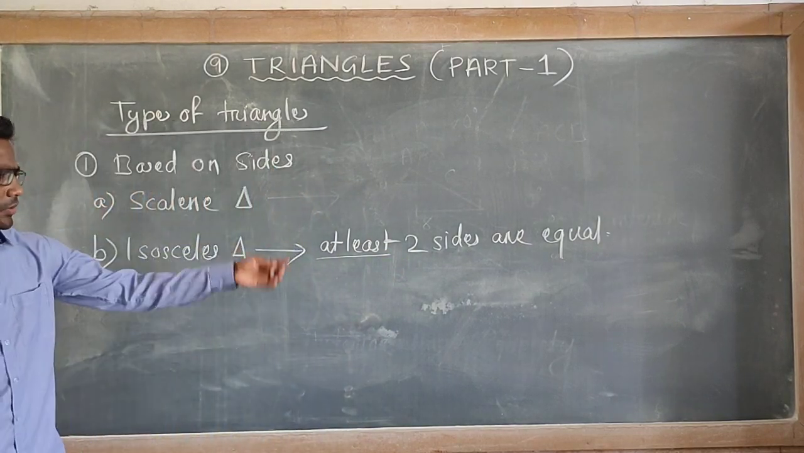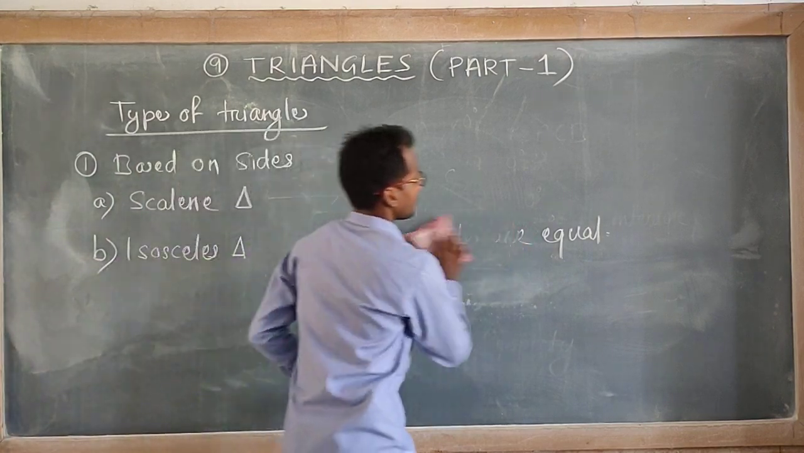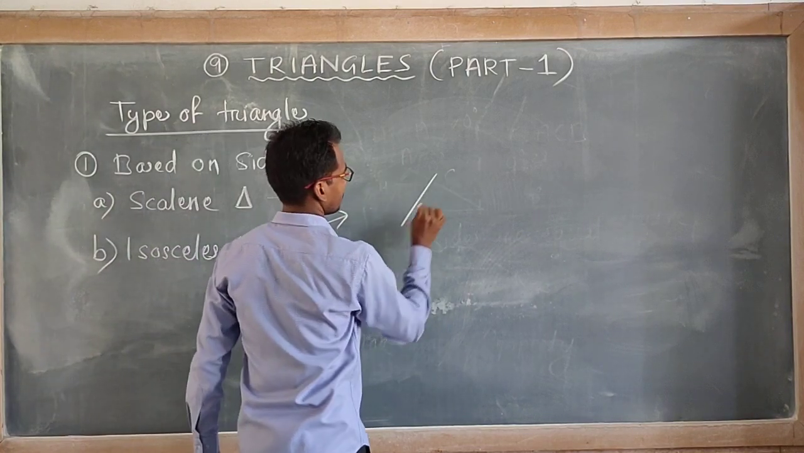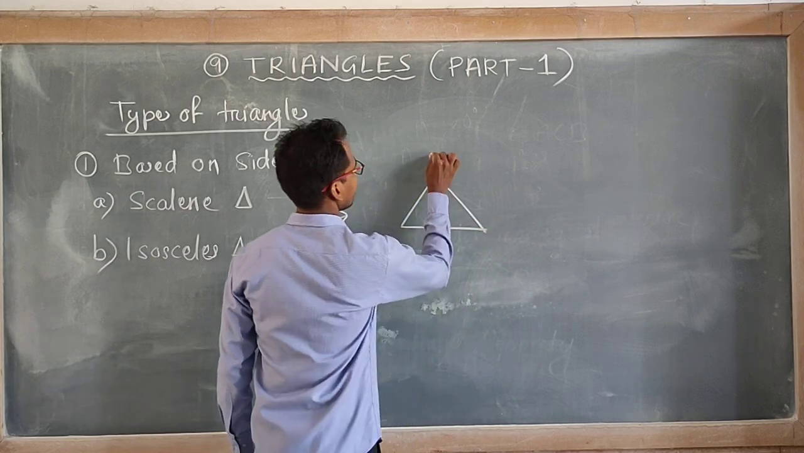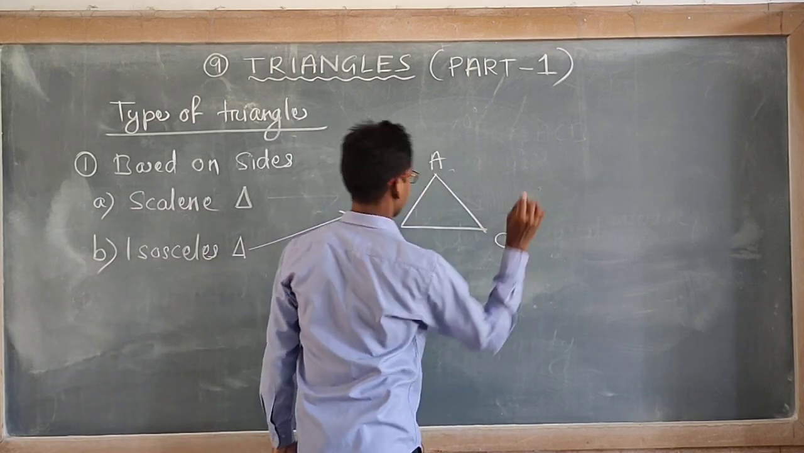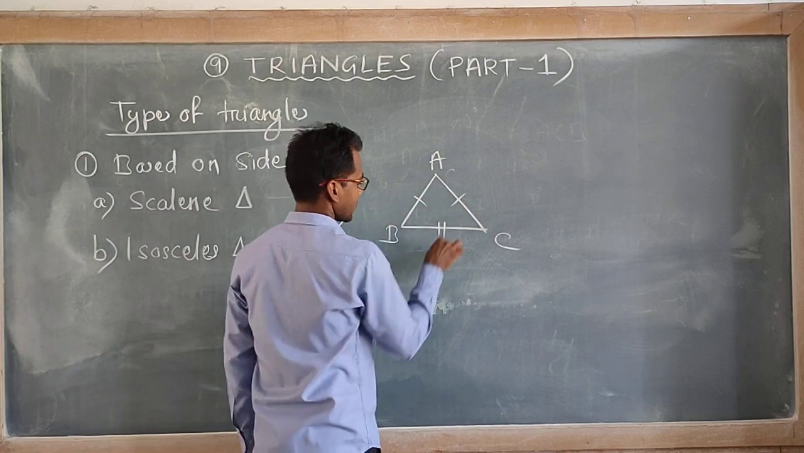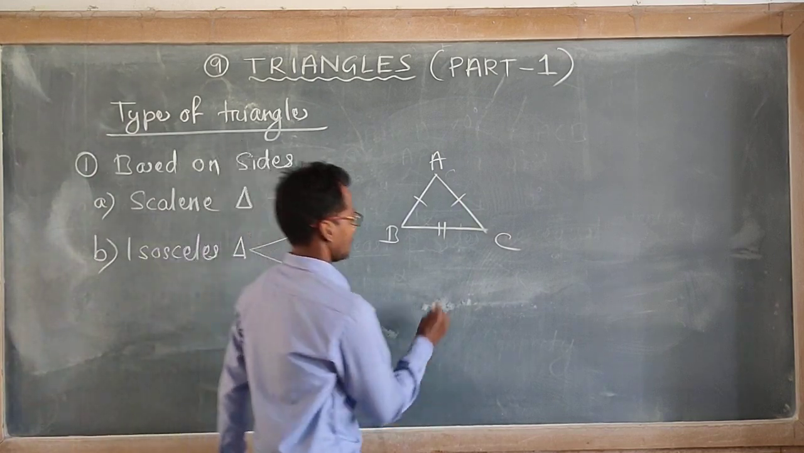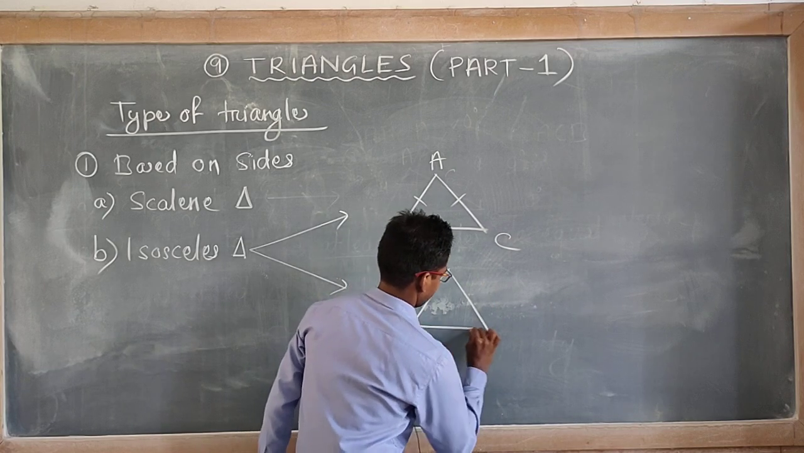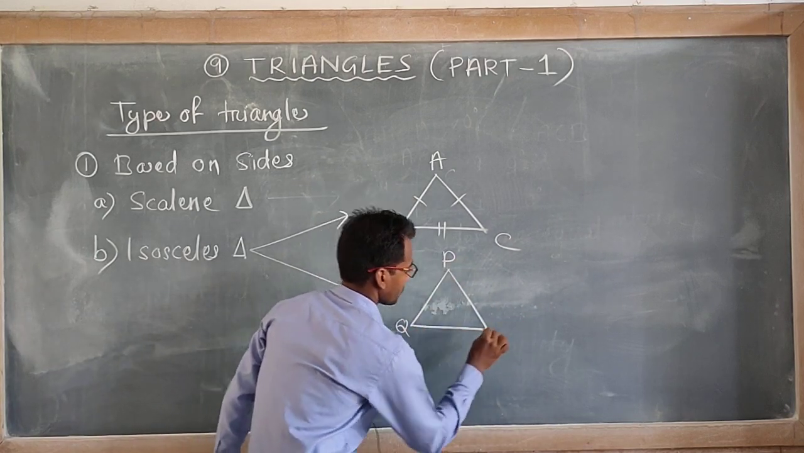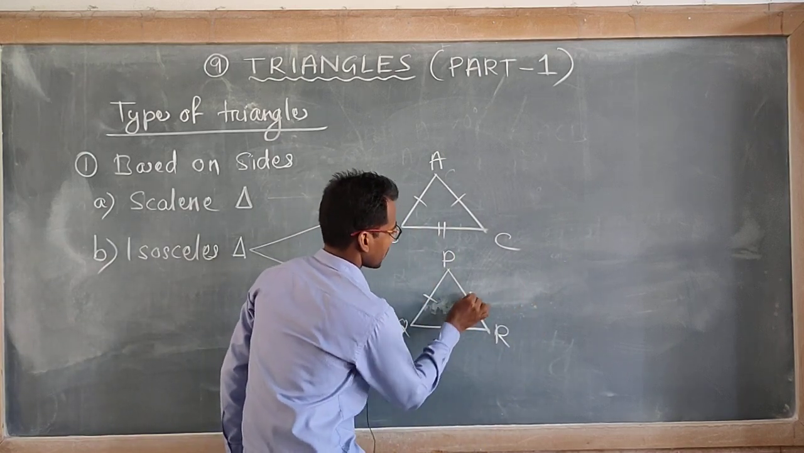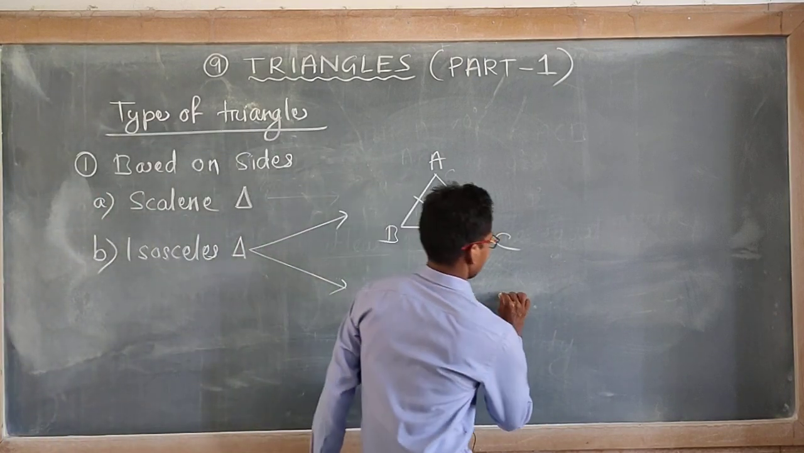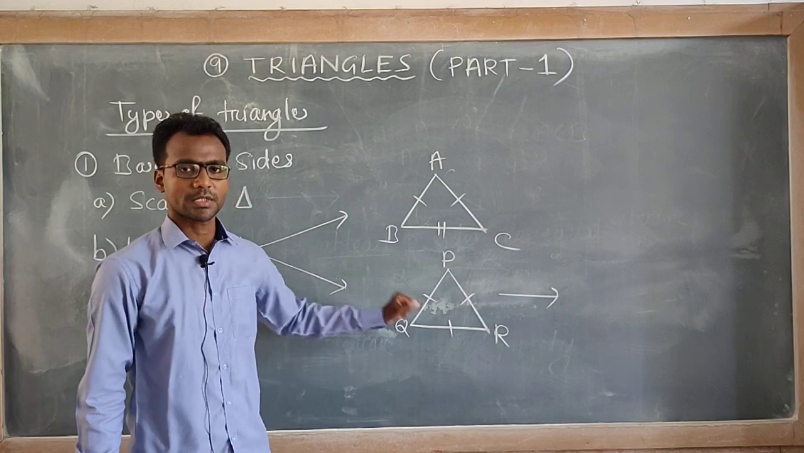So I am drawing a rough picture for this isosceles triangle. A, B, C. So this is equal to this, and this is different. So this is an isosceles triangle. One more. P, Q, R. All three are equal. Then also it is isosceles triangle. But this becomes a special triangle. This becomes a special isosceles triangle.